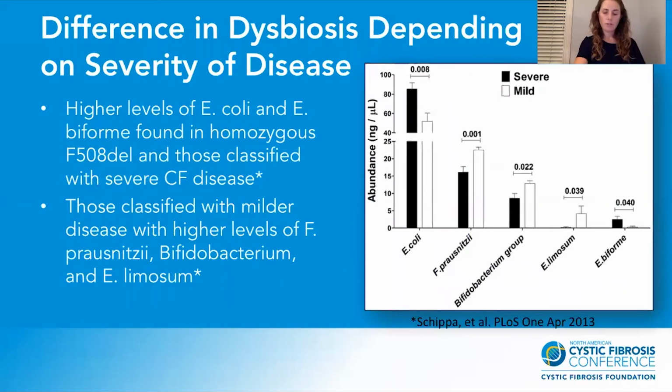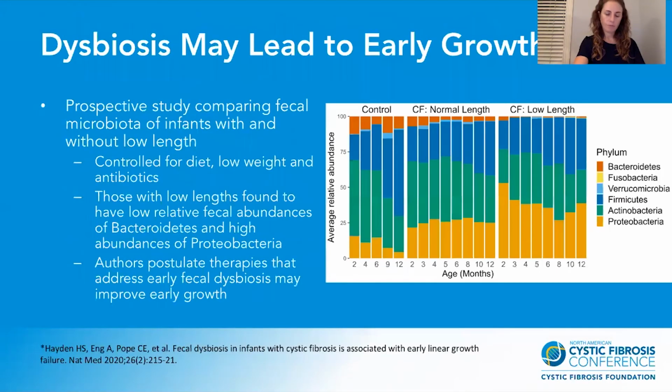Differences in the degree of dysbiosis have also been shown among individuals with CF depending on the severity of their disease. Higher levels of E. coli and E. biforme were found in homozygous F508del patients and in patients classified as having severe disease. Higher levels of F. prausnitzii, Bifidobacterium and E. limosum were found in patients considered to have milder disease.